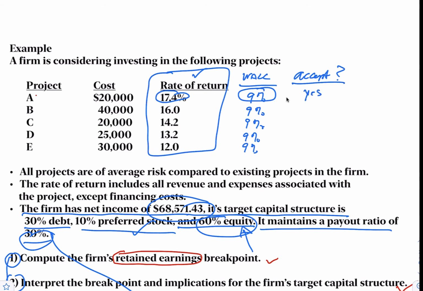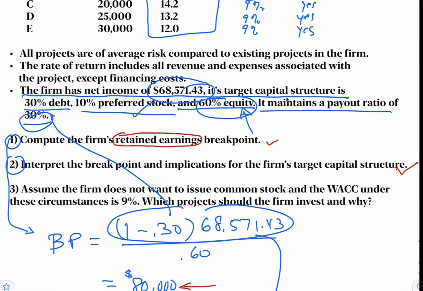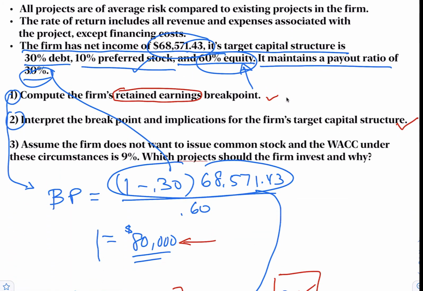And so that's an acceptable project. It's profitable. Well, 16 versus 9, that's 7% extra return. So that's profitable. And then, let's see, C is 14.2 versus 9. That's yes, and that's yes. Doing the same type of analysis, all projects here are acceptable because they're all profitable. So that's good. But don't forget this 80,000.